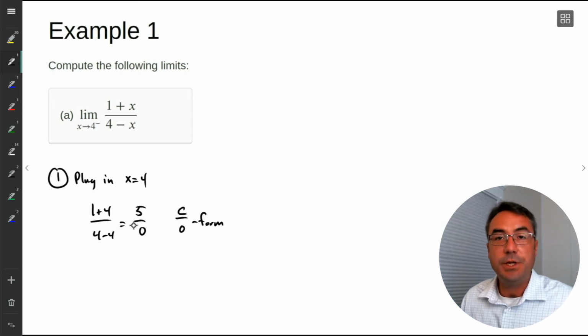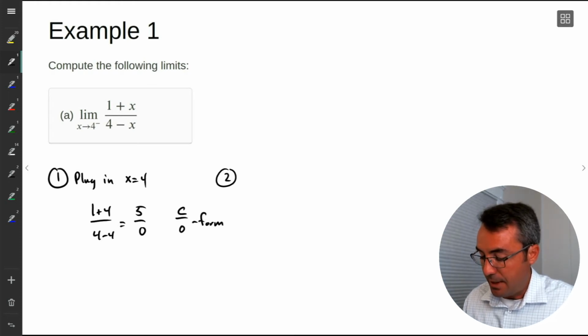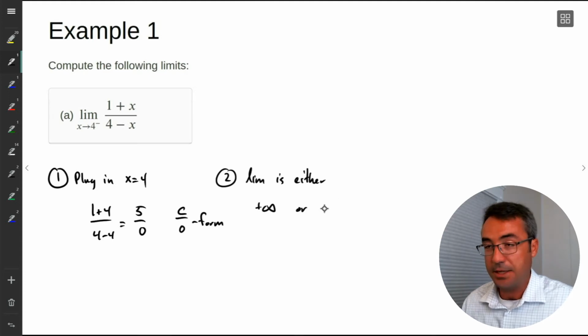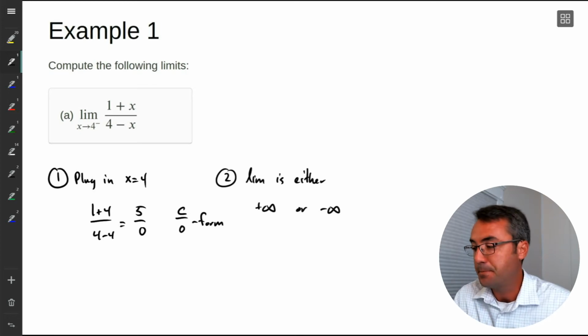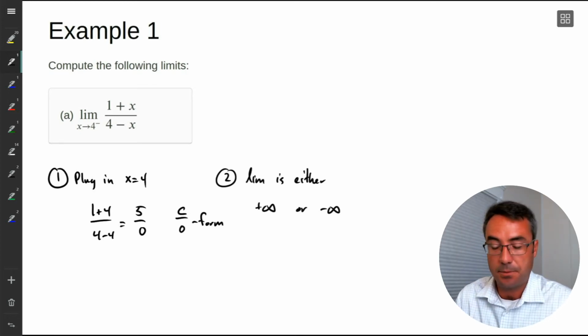So step 1, we just identified that this limit is our c over 0 form. So right away, it's a non-zero number. We're attempting to divide it by 0. We can't do this. So this is a special form. And what this means is that our limit, there's only two options. This limit is either positive infinity, it's getting larger positive, or it's getting very large negative. So this limit is either positive infinity or minus infinity. And we have to figure out which of these it's going to be, positive or negative. And the way we do that is with a test number.